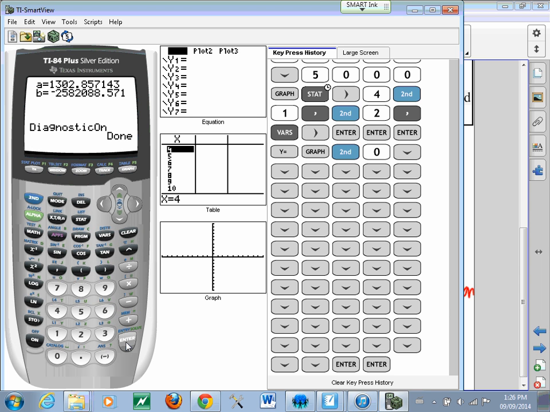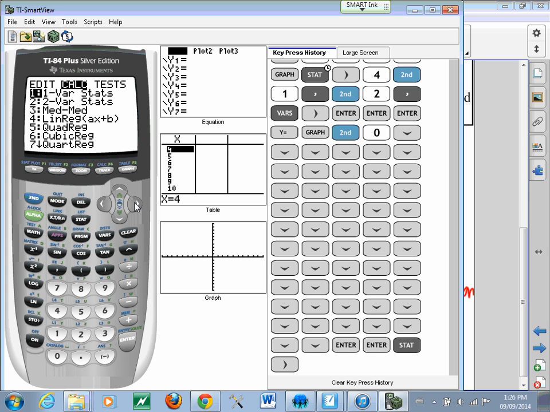Okay, so now we're going to do that linear regression one more time. And the R value will show up, and it'll tell us how strong a correlation we have. So I'm going to do that regression again. I'm going to go stat, over to calc. My linear regression is 4.